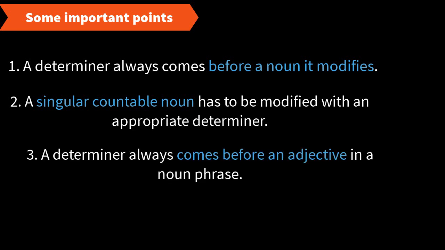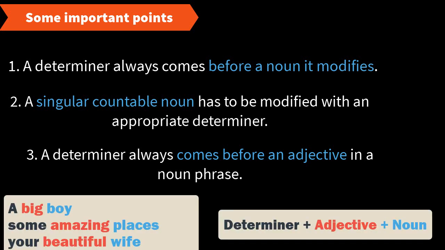And the next point is a determiner always comes before an adjective. So you always have a determiner in a noun phrase, right? Now, if you want to have an adjective in your noun phrase, it has to come after the determiner. You cannot place the adjective before a determiner. First the determiner, then the adjective, then the noun. All right. That's the structure that you have to follow in a noun phrase.